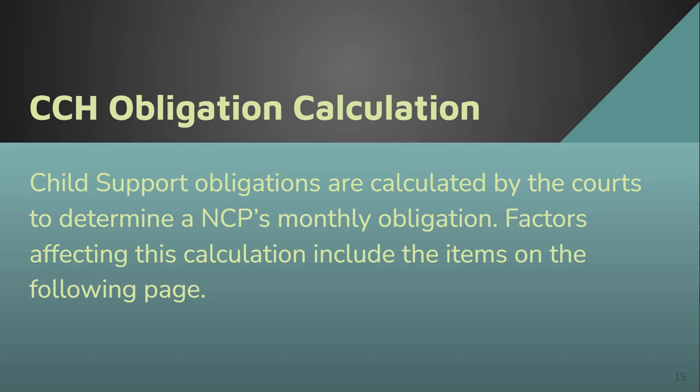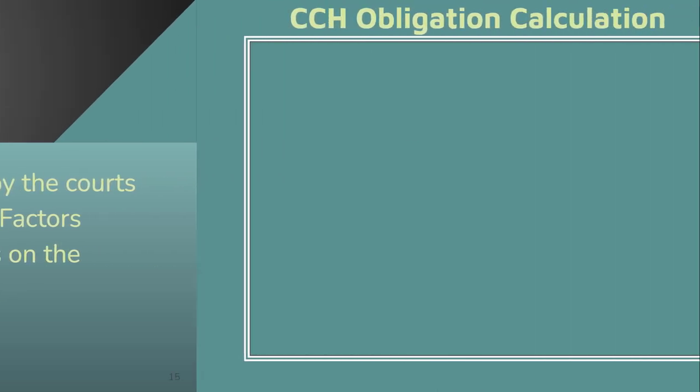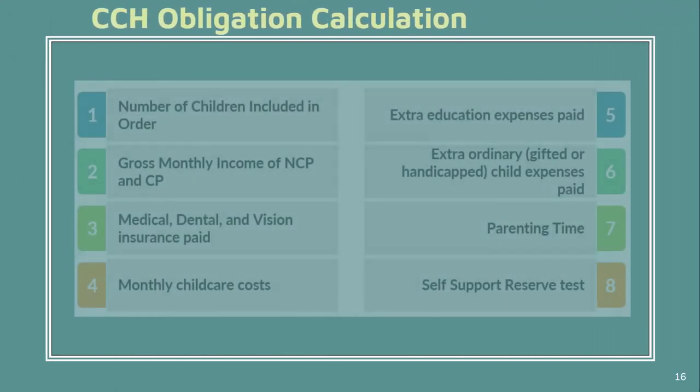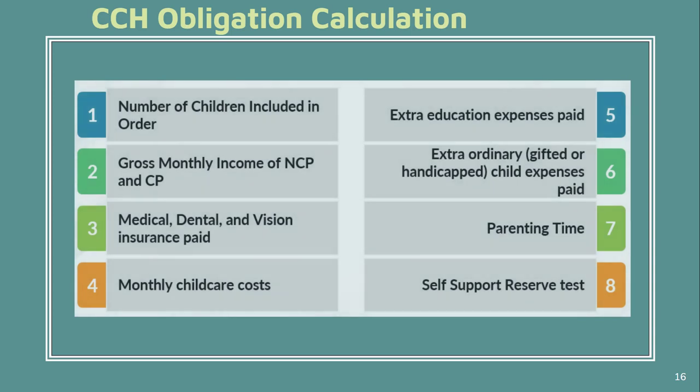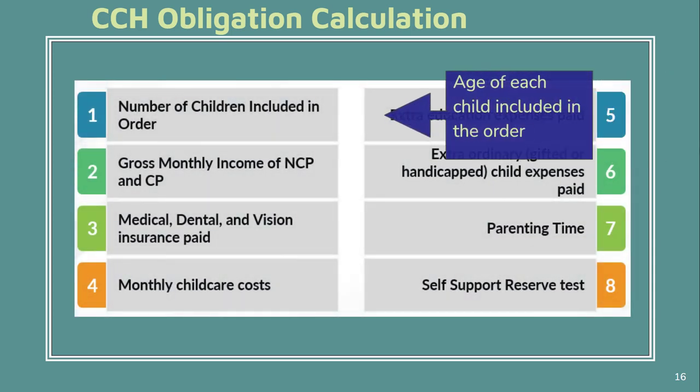Child support obligations are calculated by the courts to determine an NCP's monthly obligation. Factors affecting this calculation include the items on the following page. Read over the child support obligation calculation factors for each section. Once you are done, proceed to the next slide.